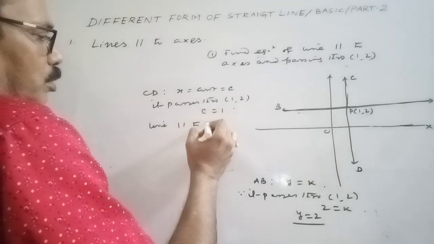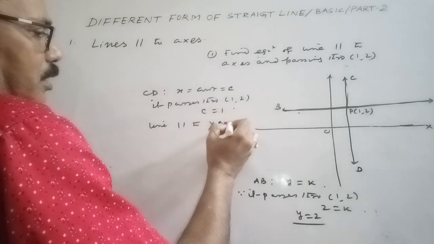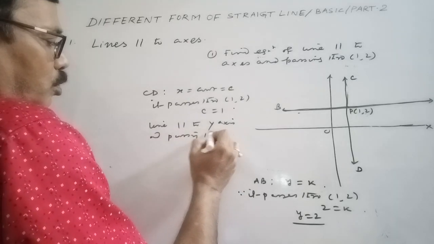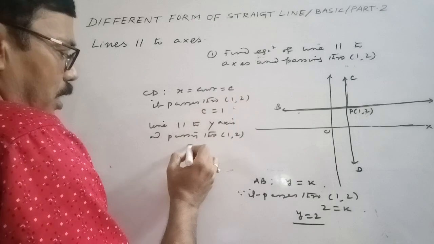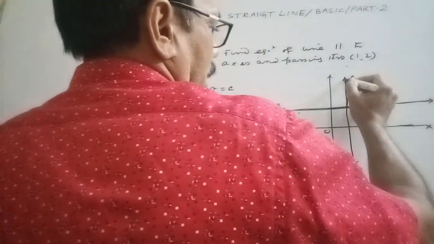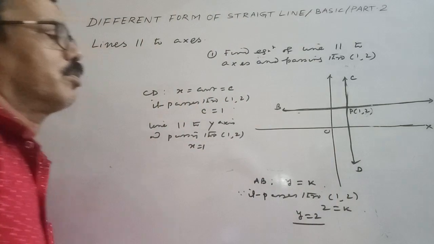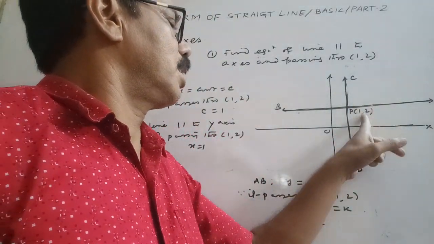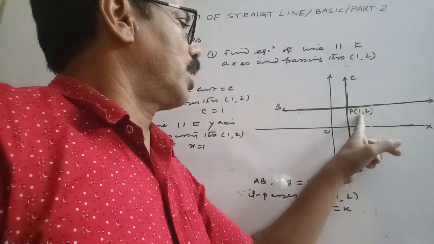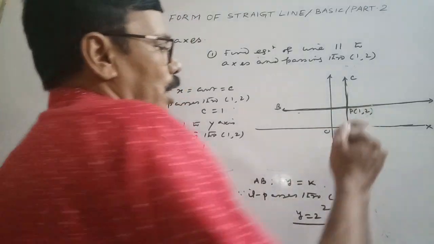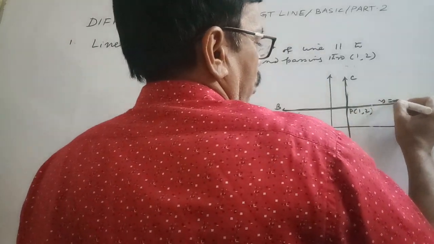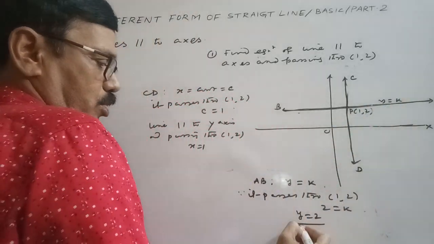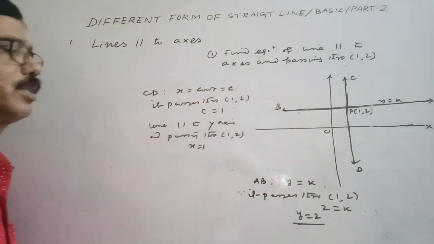So the line parallel to y-axis and passing through 1: what is the value of C? x equals to 1. So you can write it directly. Look, this is x equals to k. What is k? This one is y equals to k. So what is the value of k? k is 2. So y equals to 2. And similarly for C.